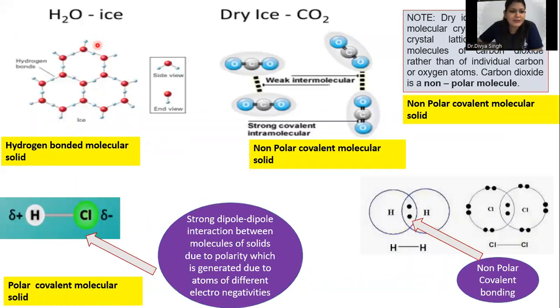You can see first a hydrogen bonded molecular solid. This is the structure of one water molecule. Oxygen is shown in red color, and the small atoms are hydrogen. What is happening over here? Oxygen is electronegative, shown by red color, and hydrogen is positive. The hydrogen of one water molecule gets attracted to the oxygen of another water molecule, forming a hydrogen bond.